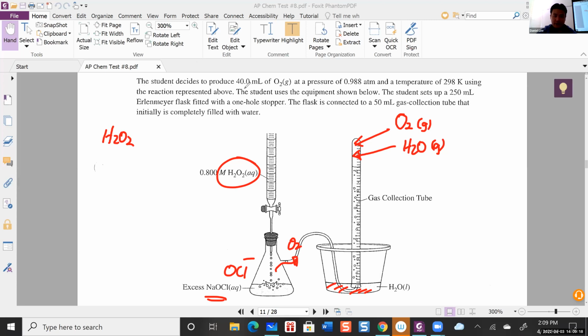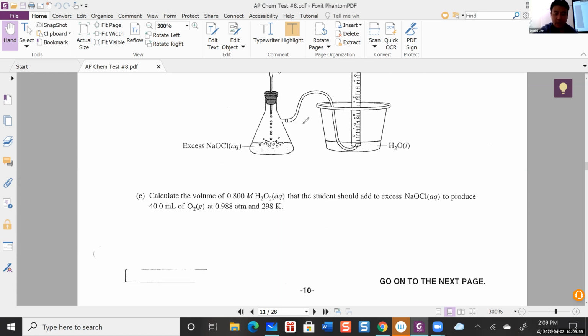So the student decides to produce 40 mL of oxygen at this pressure and temperature, PV equals nRT, using the reaction. All right. The student had equipment below. The student set up a 200 mL Erlenmeyer flask. That's this. This is the flask. An Erlenmeyer flask is like a beaker, not accurate at all, no precision there, with a 1-hole stopper, so you can see that the stopper allows the things to come down. The flask is connected to a 50 mL collection tube right here, initially filled with water. So this is the setup. Downward displacement of water. Very basic setup, okay? Let's see what the question wants.